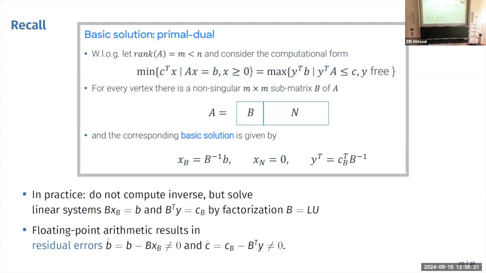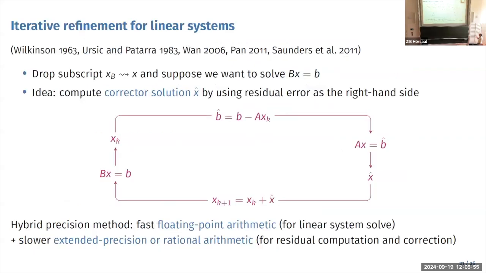And so, if you do this in floating point arithmetic, then afterwards the residual error, the difference between the right-hand side and B times the solution, will not be 0. So there's a very traditional, classic algorithm for how to improve upon this. It is called iterative refinement, and it goes back to Wilkinson in the 60s.